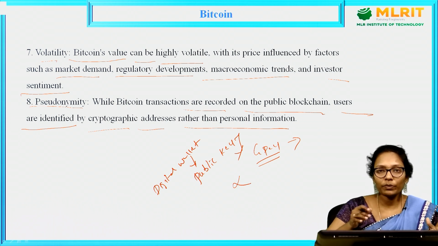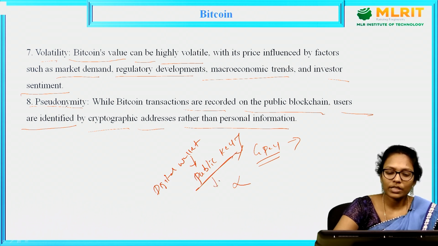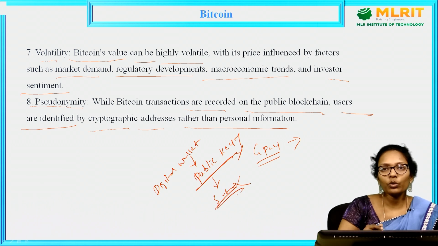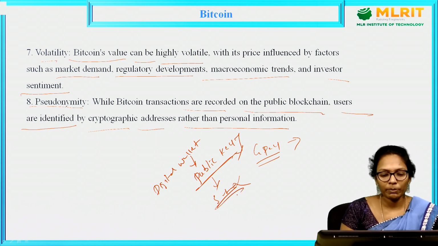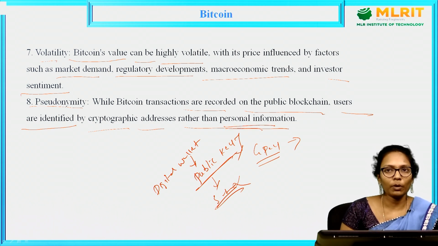Because of that, till now we are not able to find the identity of Satoshi Nakamoto. We know the public address, the public key of Satoshi Nakamoto, but we don't know the identity of this person. Why? Because by seeing the public key of a person, we cannot find out the identity of that person. It does not share any personal information about that wallet.